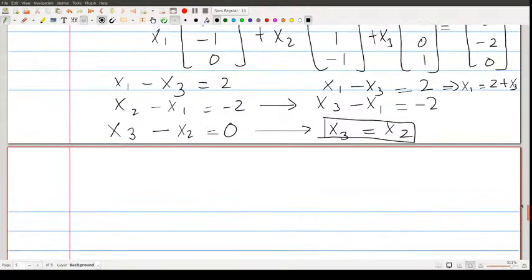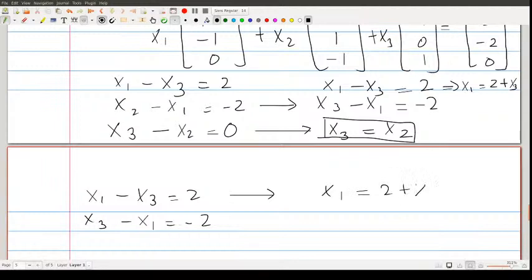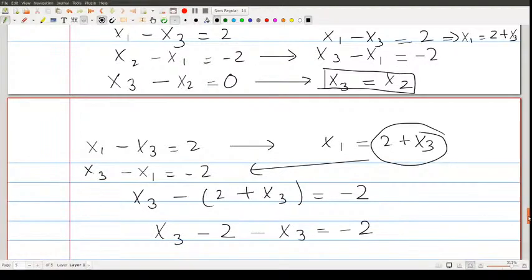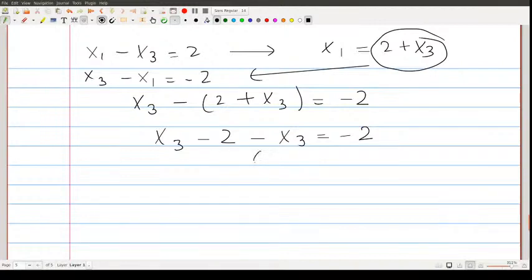So I had x1 minus x3 equal to 2, and x3 minus x1 is equal to minus 2. This equation gives me x1 is equal to 2 plus x3. And if I substitute this in this equation, what do I get? I get x3 minus (2 plus x3) is equal to minus 2. And on the left hand side, I have x3 minus 2 minus x3 equal to minus 2. And something weird happens. The x3 cancels, or rather, I get minus 2 equals minus 2.